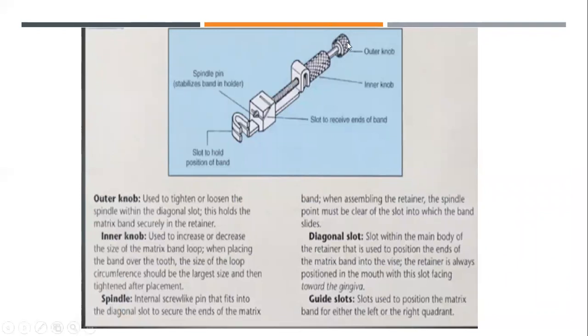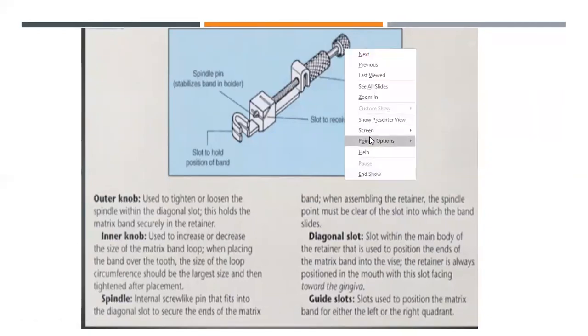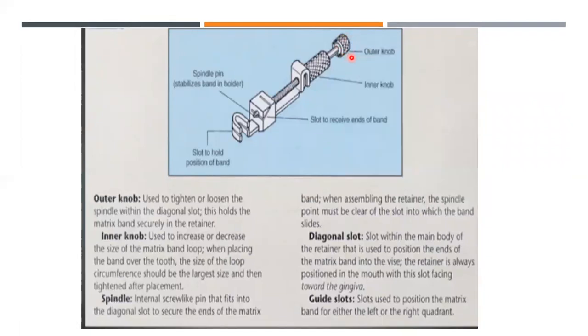So, as I told you before, the outer knob, the inner knob, the large knurled nut, or the smaller knurled nut. What is the purpose of the outer knob? The outer knob here, which I'm talking about, will basically be used to hold the matrix band securely within the retainer. The inner knob is used to increase or decrease the size of the matrix band loop when placing the band over the tooth. Okay. Then we have this diagonal slot. The diagonal slot will basically engage the matrix band.